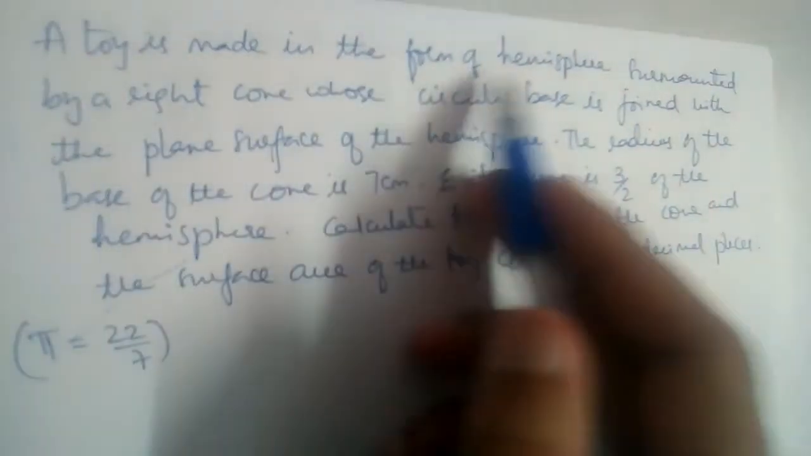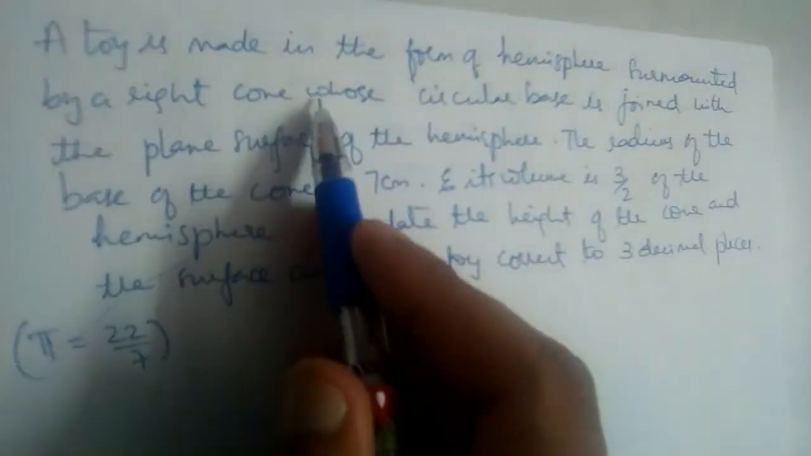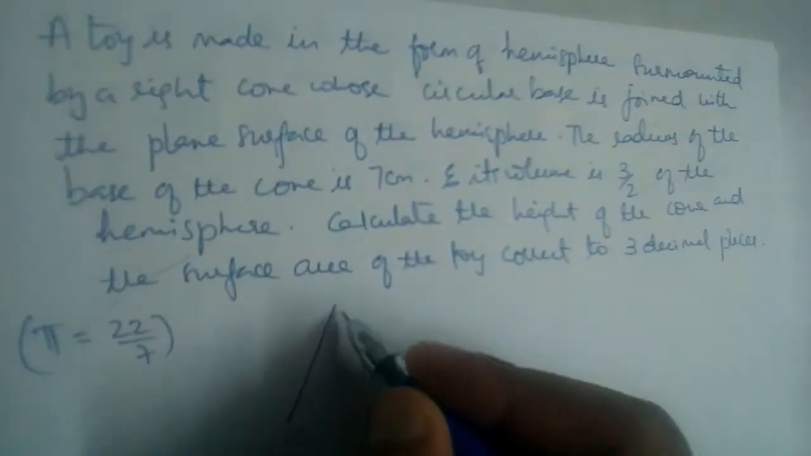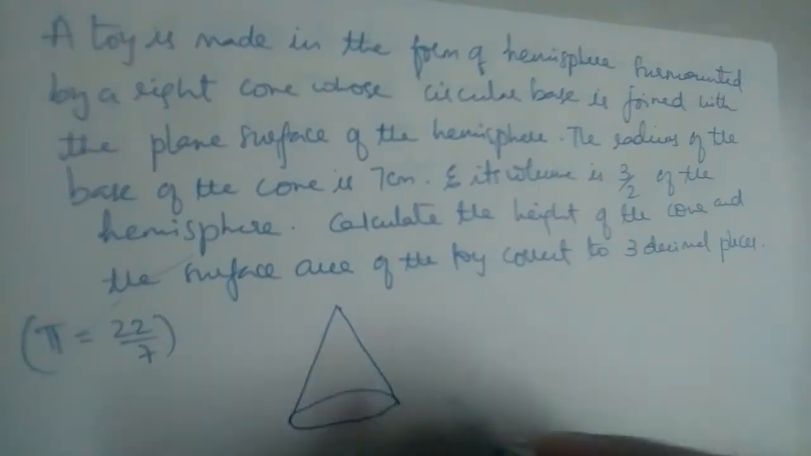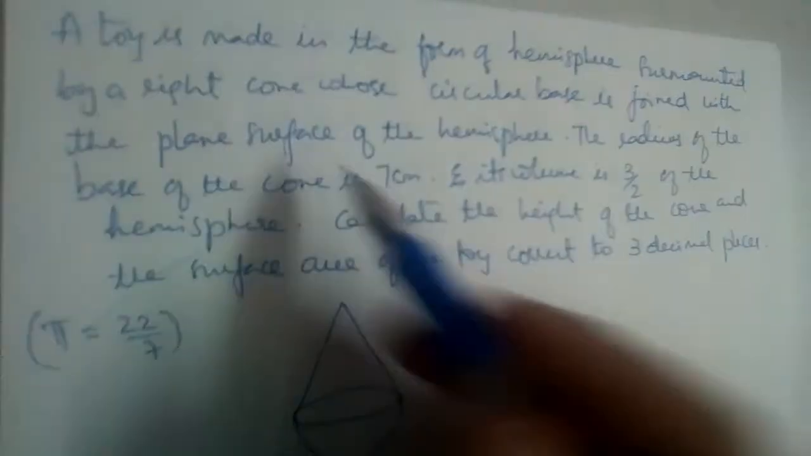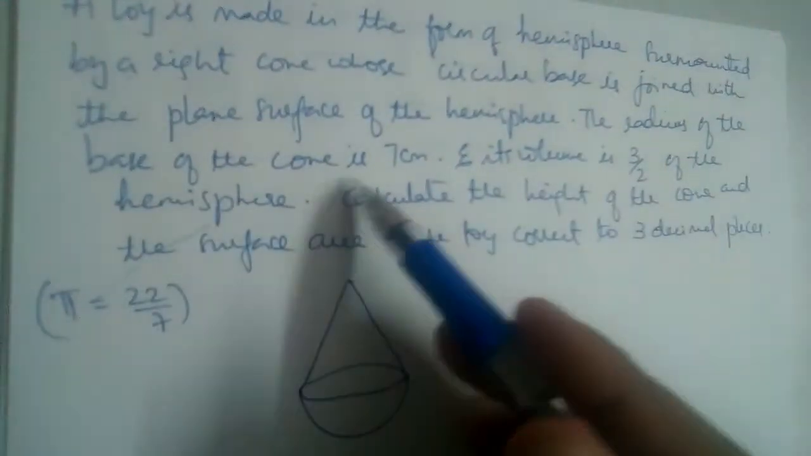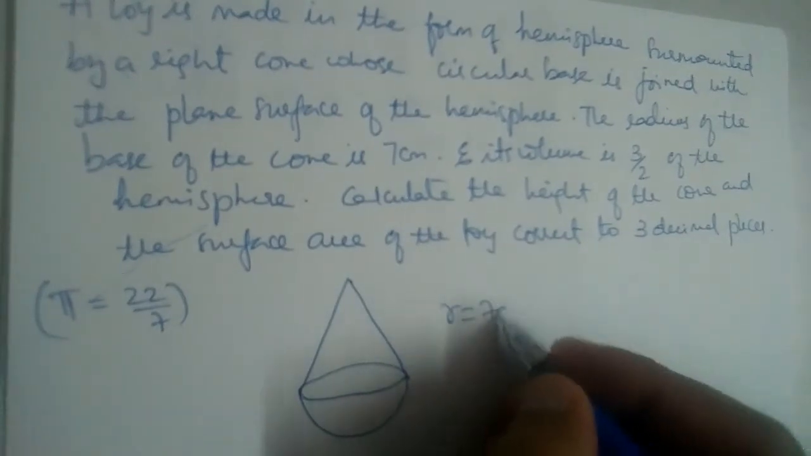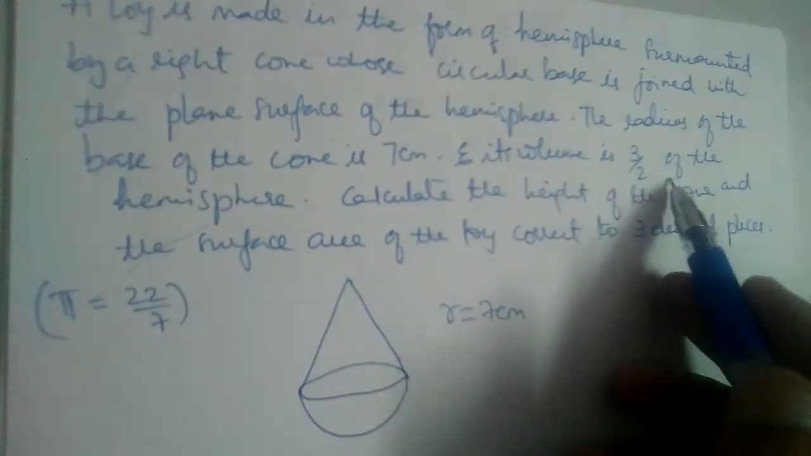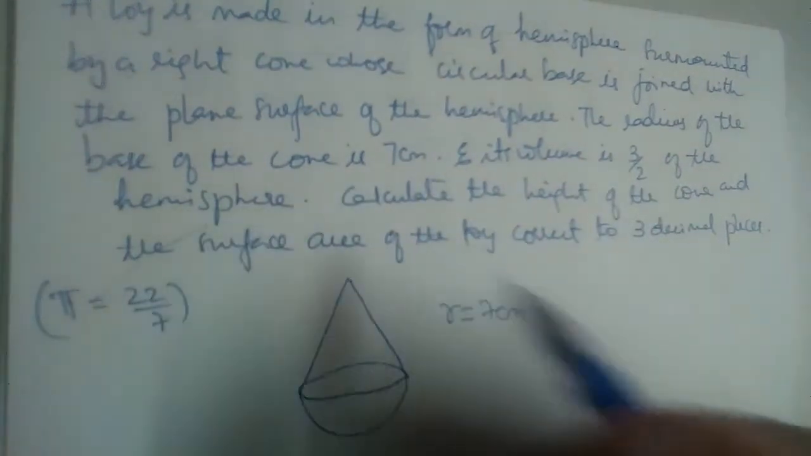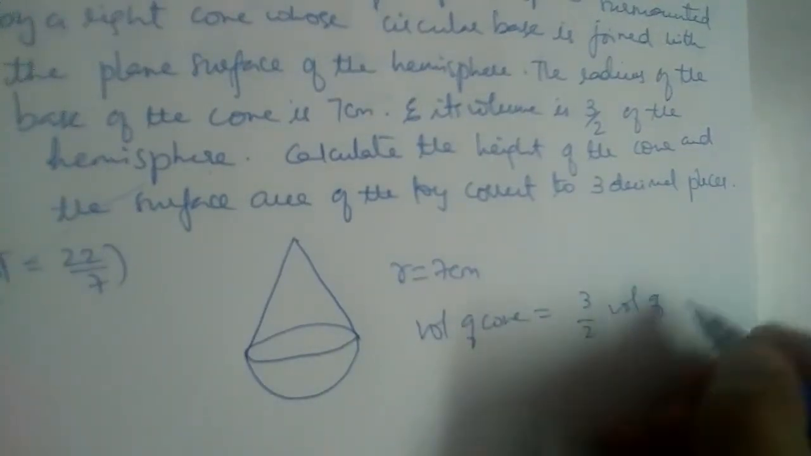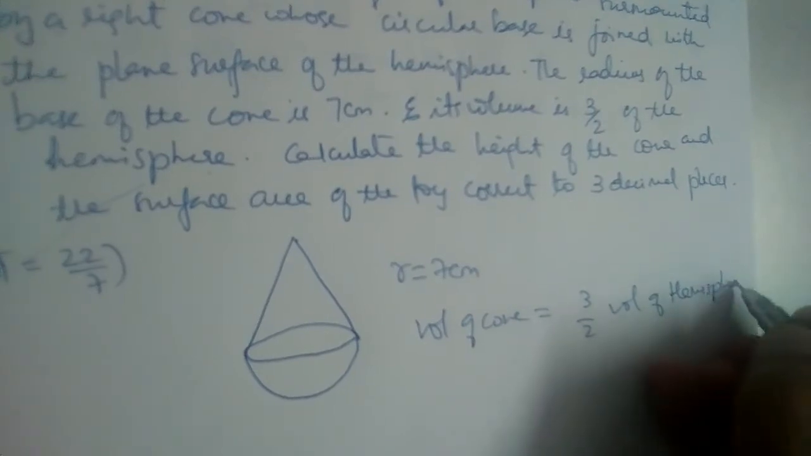A toy is made in the form of a hemisphere surmounted by a right cone. Okay, so we have a toy. It is made like this, cone on hemisphere, right? And whose circular base is joined with the plane surface of the hemisphere. The radius of the base of the cone is 7. So radius is equal to how much? 7. And its volume is 3 by 2 of the volume of hemisphere. Okay, so volume of cone is equal to 3 by 2 volume of hemisphere, right?